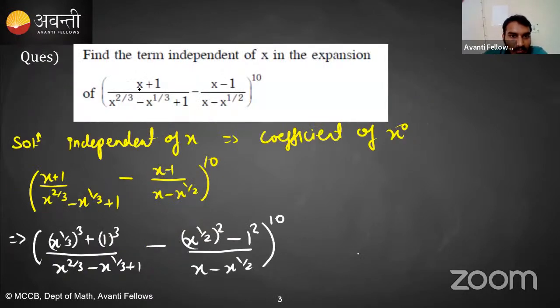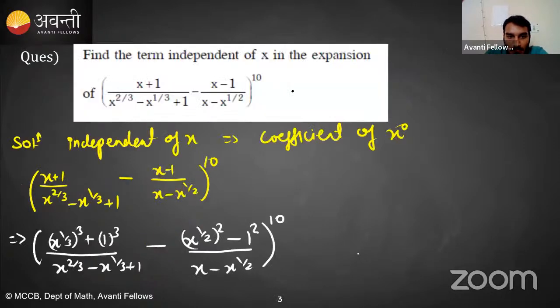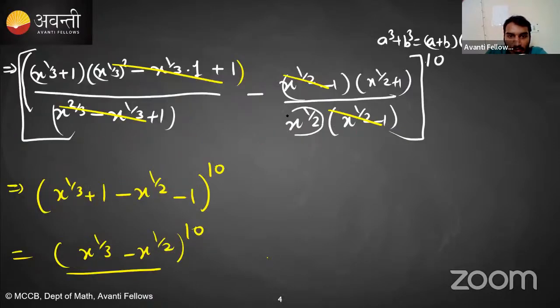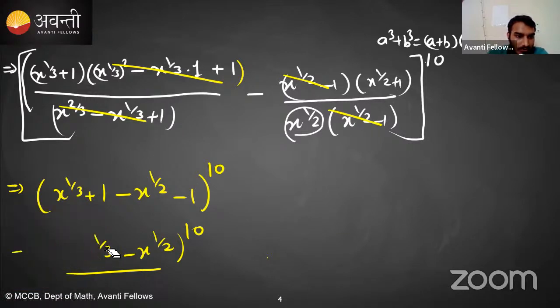This can be written as x raised to the power 1 by 3. Right? X raised to the power 1 by 3 plus 1 cube. I'm just checking the calculation, okay? X raised to the power half whole square minus 1 square. So it can be written as a plus b into a square plus b square. So x raised to the power 1 by 3 plus 1. Oh, okay. We forgot this. No problem. One second, just let me do this calculation. I think we forgot this x raised to the power half.